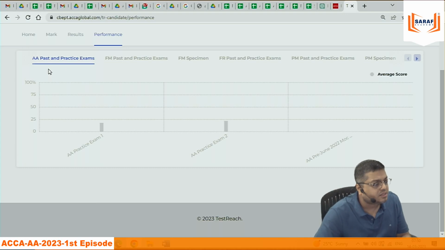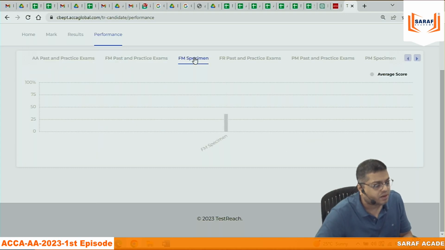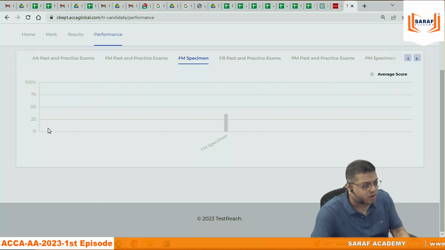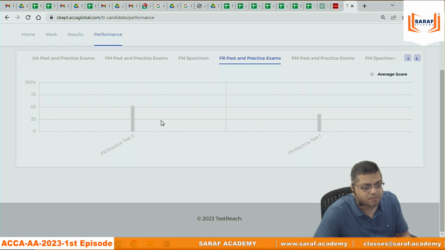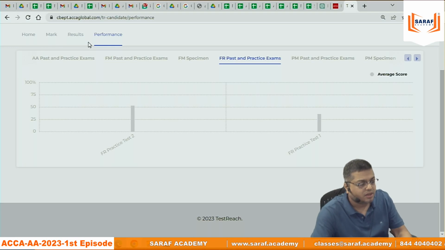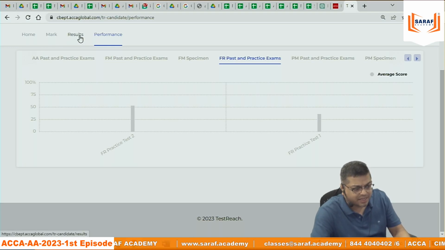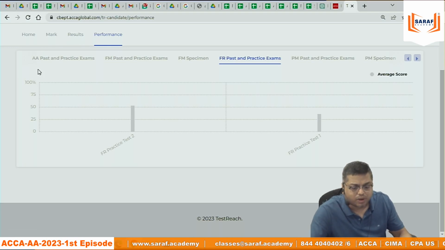Then the performance: AA past and practice paper, FM paper. Your performance, how much you scored, where you went wrong, average score and all that, for all these papers you will be able to see a chart. These two tabs, results and performance, are not so important.